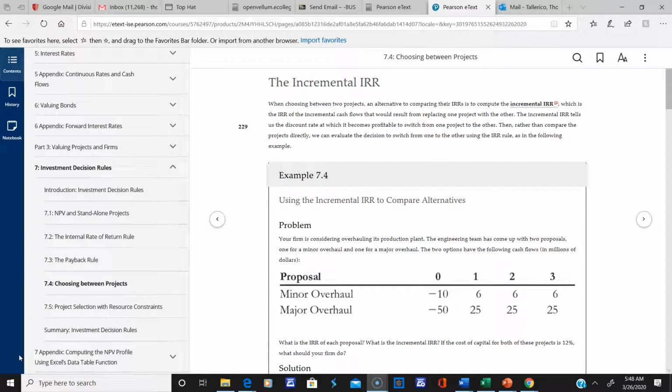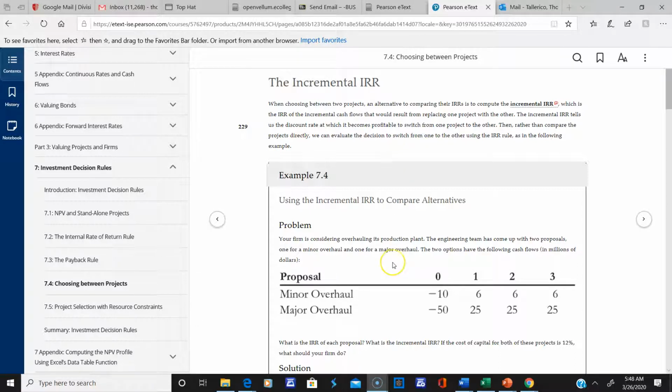So we were talking about the incremental rate of return, and what that is basically the difference between two projects, right? And it's going to tell us the discount rate at which it becomes profitable to switch from one project to the other. So the question is, when do you go from the minor to the major overhaul, right? We got these two projects here, and you'll see it in the graph. The graph we're going to see in a minute will show you very carefully what I'm talking about. So instead of comparing the projects directly, we look at the decision to switch from one to the other using the internal rate of return rule.